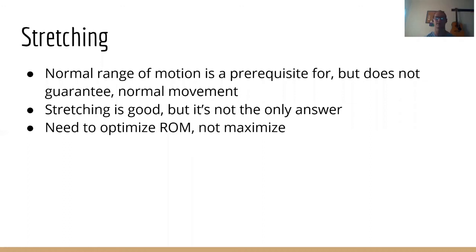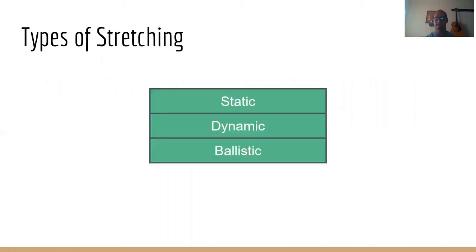It's also important to note that too much of a good thing might be a bad thing, and that we need to optimize our range of motion, not maximize it. We should stretch until we have enough for what we want to do. Now we'll go over a couple of types of stretching. The first is static, the second is dynamic, and the final is ballistic.